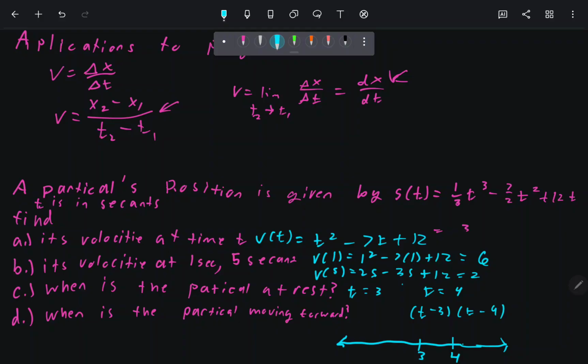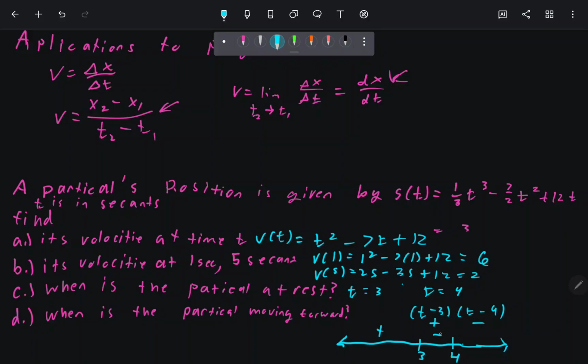So if we're way out here at negative infinity, this is going to be negative, and this is going to be negative. A negative times a negative is a positive. Then, for times from 3 to 4, we know that the t minus 3 is going to be positive. But this t minus 4, if we plug in a 3.5, that's still going to be negative. So that's still negative.